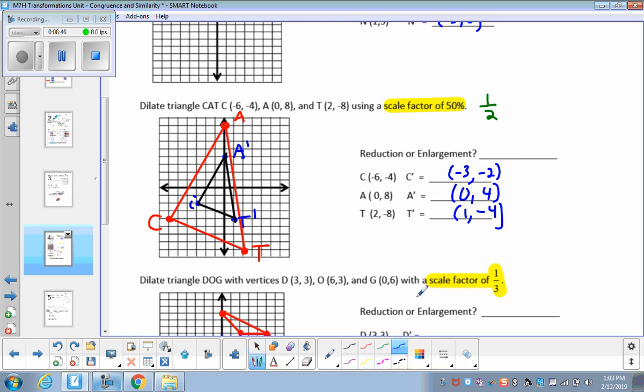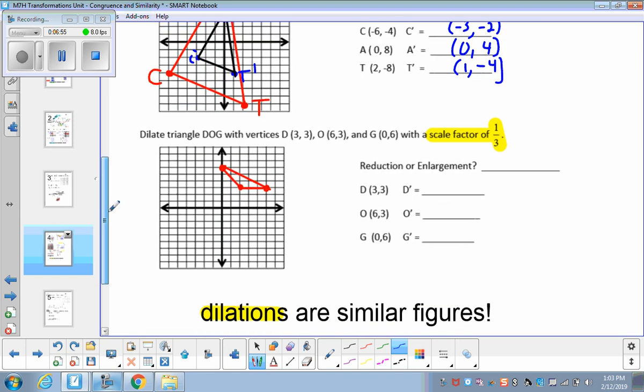And we can see there for the second one that this was a reduction. It got reduced because the scale factor was a fraction. All right? And now down here for the last one, you have your pre-image, point D over 3, up 3. Let me fix this. Then we have over 6, up 3. I'm actually going to just erase that. My points were off slightly. It might have been because of when I moved the graph a second ago. But let's just replot these points.